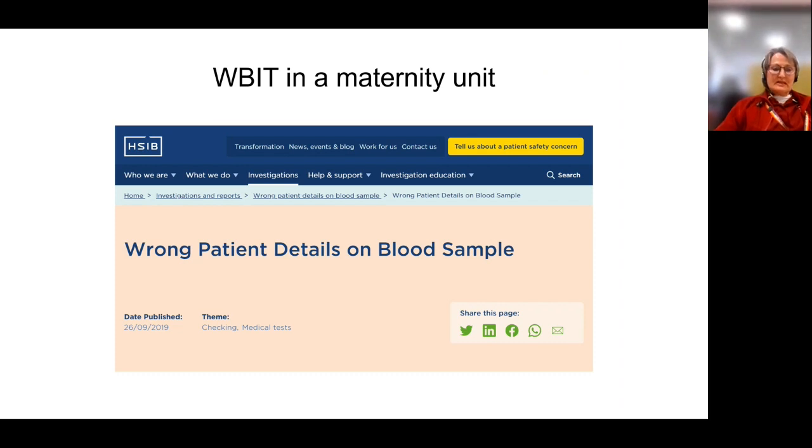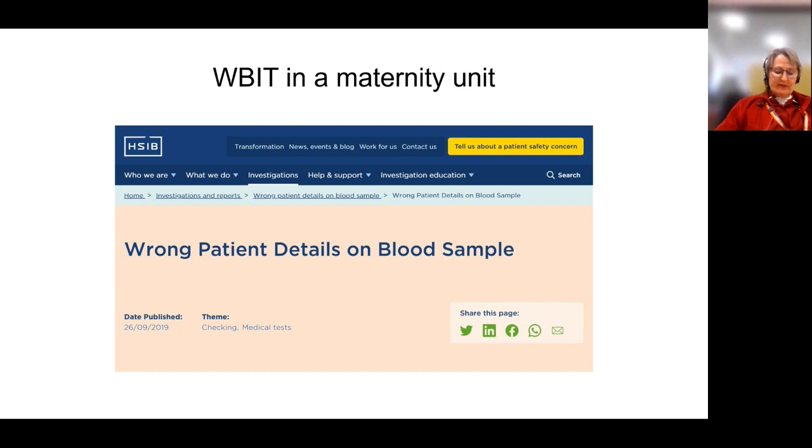We just wanted to bring this to your attention. The HSIB is the Healthcare Safety Investigation Branch, and they will investigate anything that they're asked to investigate if they think it's a serious enough thing for them. And they were asked to investigate wrong patient details on a blood sample in a midwifery unit.